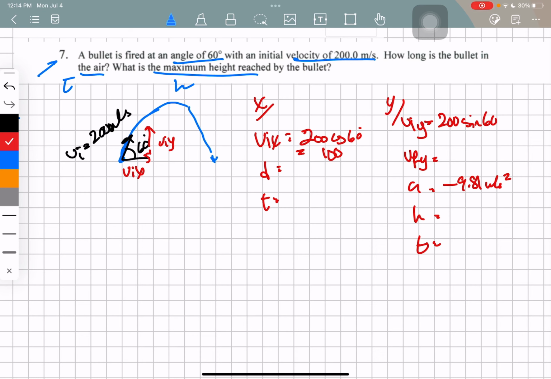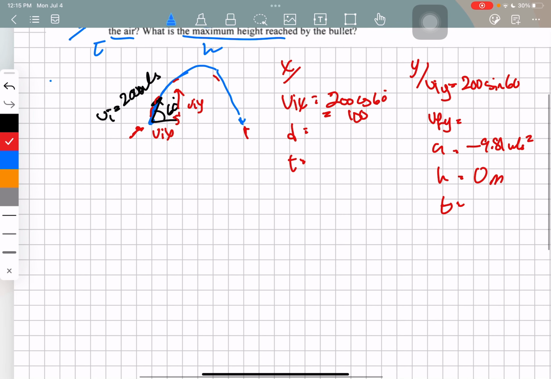We can figure out the time by assuming that if it goes up, it has to come back down. It started at the same point and it's going to end at the same point, because it's not a cliff or anything. So your height is going to be 0 meters. It's not going to change. So that's to find the time.